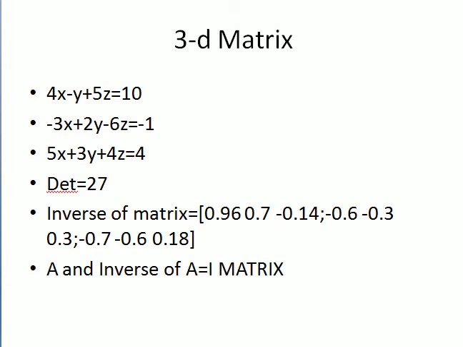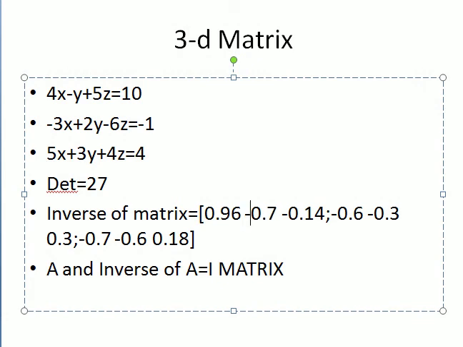Now this matrix equation gives the determinant value as 27, and the inverse matrix value is 0.96, which is almost equal to 1, and 0.7 minus 0.14, so which is 0 0, and you can have minus 0 here. It is minus 0.7, I guess, and here minus 0.6, minus 0.3 and 0.3, and 0 minus 0.7, 0.6 and 0.18. Sorry, this is the inverse of that particular matrix.